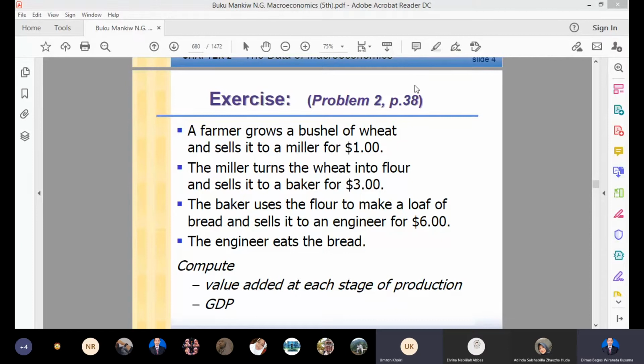Okay, good. The next one I want to hear from is Demas. Demas, are you there? Do you have a different answer from Umron, or the same answer? Please raise your opinion. My answer is $5, sir. Why? Because from farmer to miller, he can get $2, and from miller to baker, he can get $3, and then we can compute all of that. So $5. Okay, thank you for your opinions.